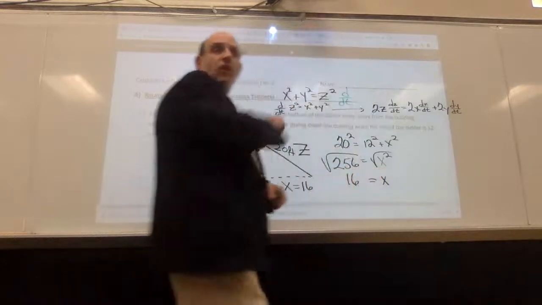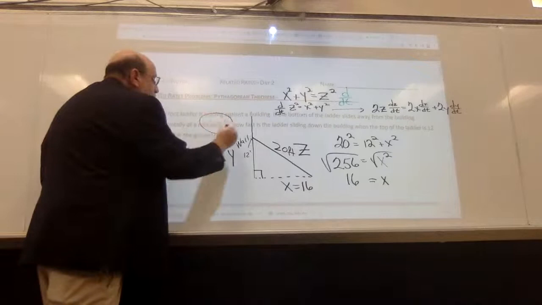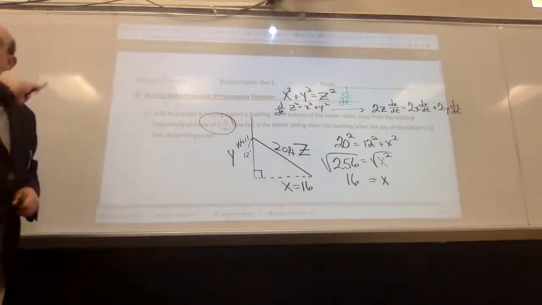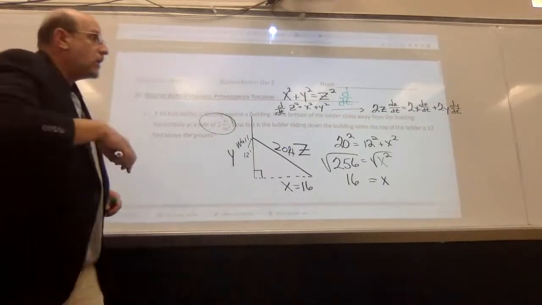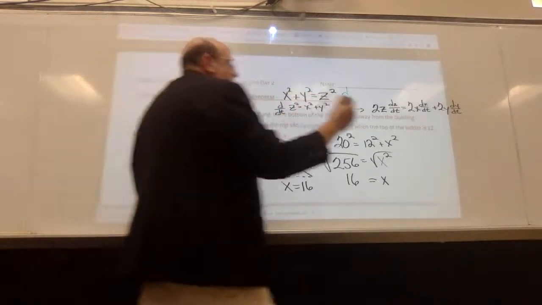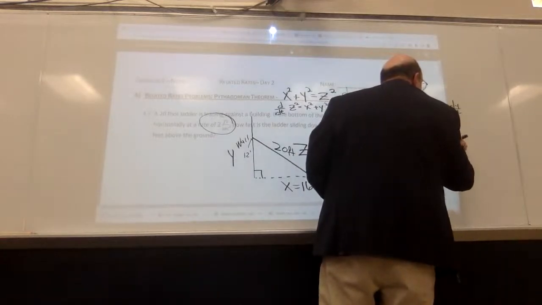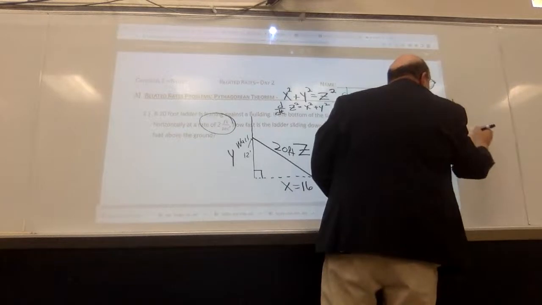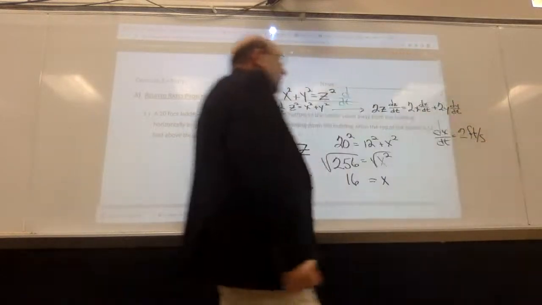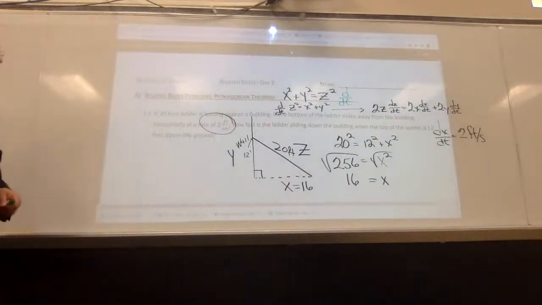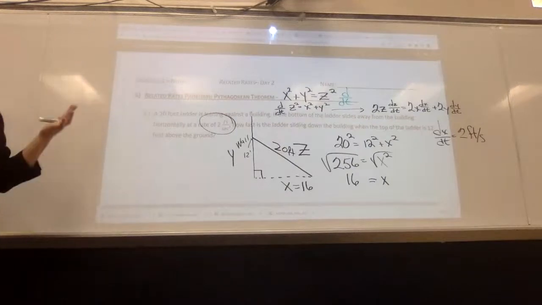Well, we're given one of those pieces of information, aren't we? Yeah, we're given the rate. We're given the horizontal direction, and it's moving to the right. That's our dx/dt. So we've been given dx/dt of 2 feet a second. Cool? Because it's going to the right and x is horizontal. What else do we know?